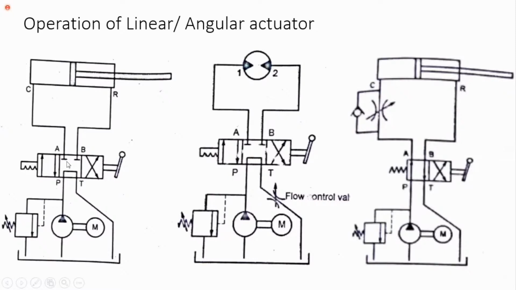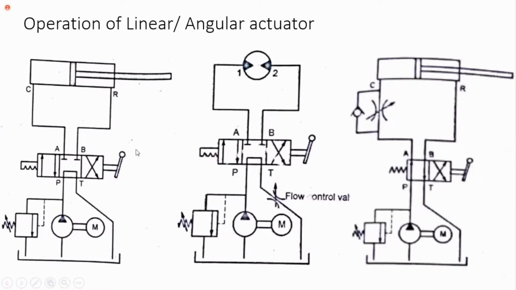Now, the type of this DCV is 4x3. Here I can say that this is compartment number 1, square box 1, square box 2, and 3. So there are a total of 3 compartments, and in each compartment there are 4 ports: P, A, B, and T. So the name of the DCV is 4x3 DCV. Whereas here you can see that the DCV used is a 4x2 DCV.